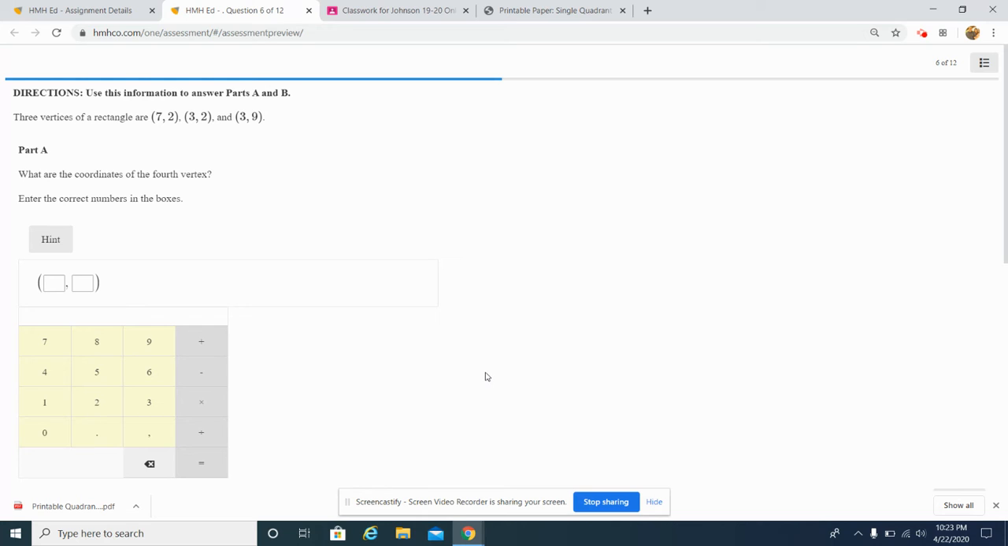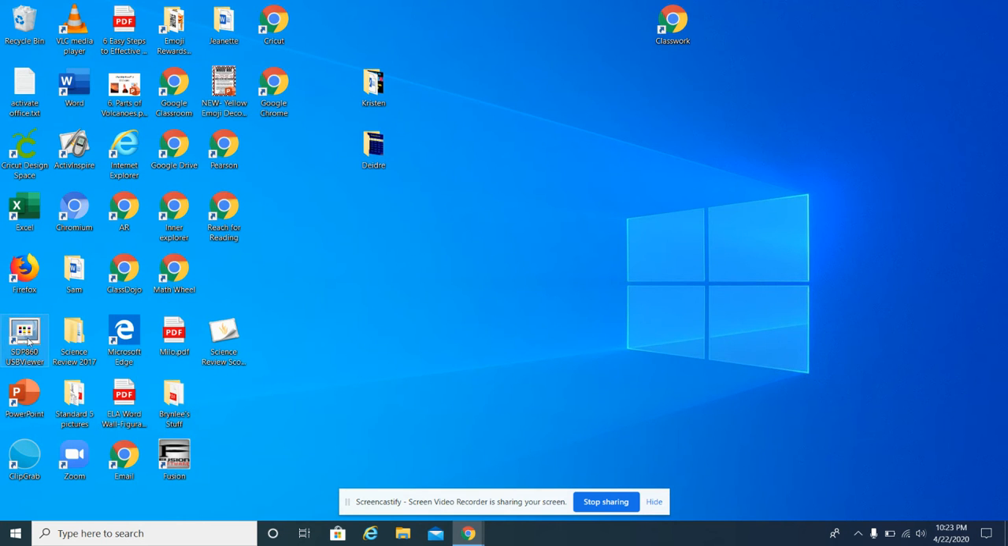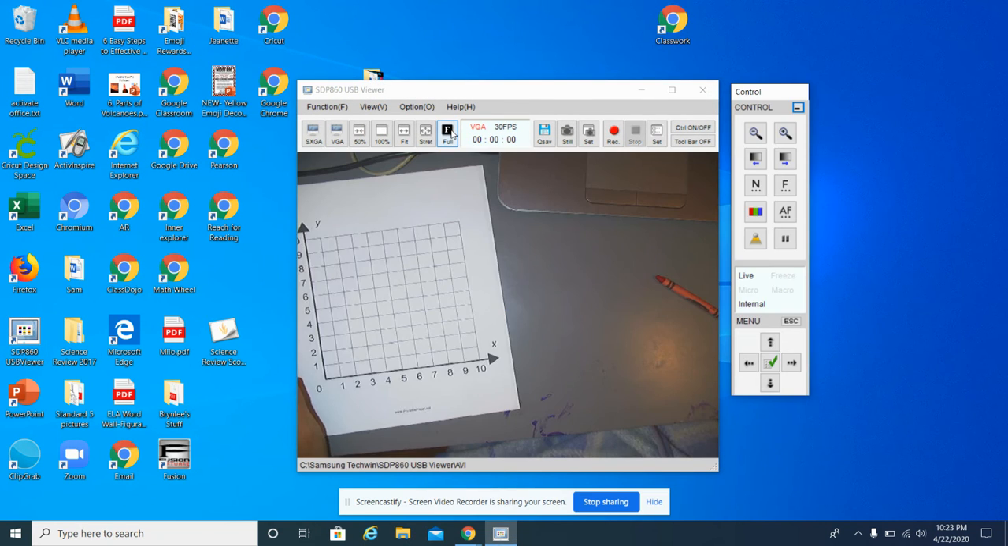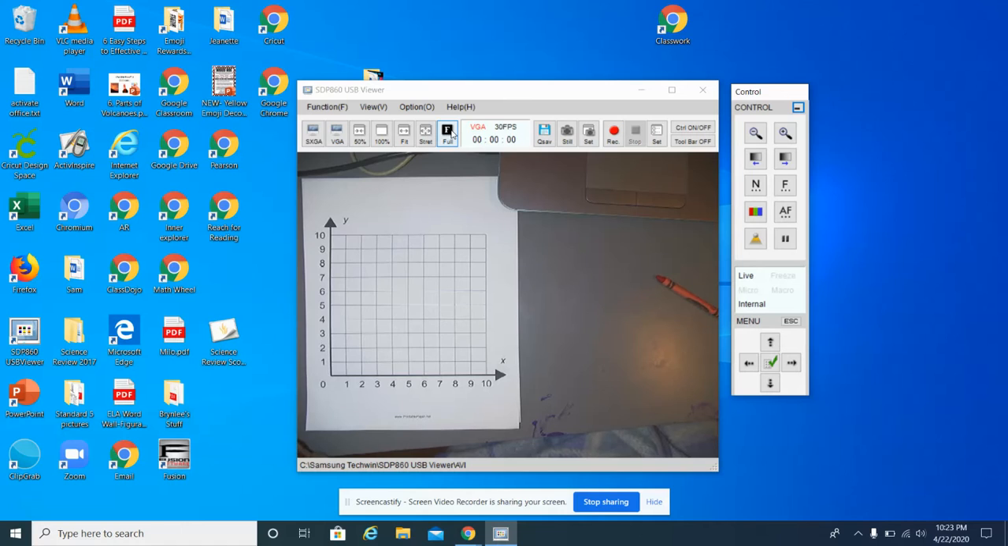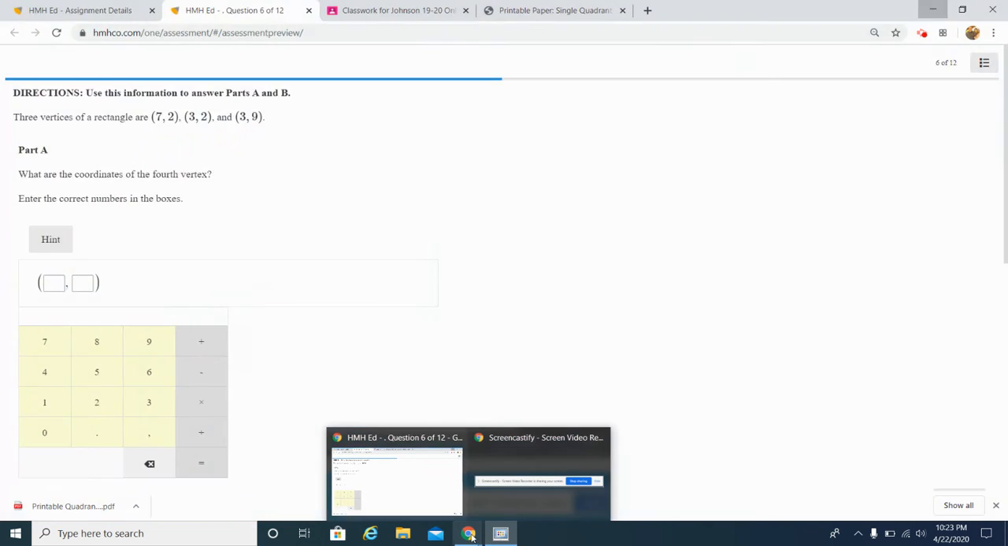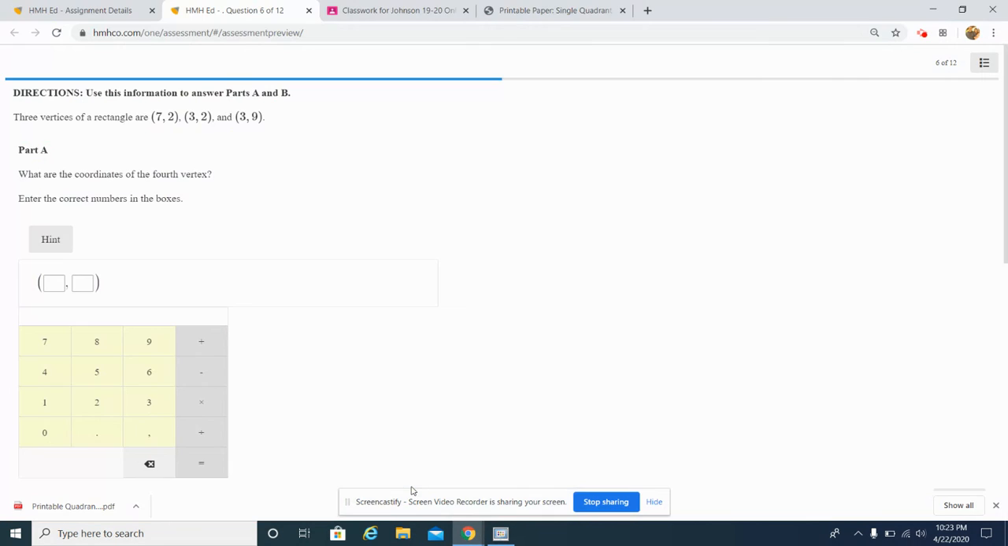Okay, so this is a little bit different because we're going to find a vertex of a rectangle. Well, we know a vertex is where 2 lines come together. Okay, so in the Google Classroom, I attached to the assignments today some graph paper that looks like this. I'm going to flip back and forth and plot those coordinates. If you want to print this paper out, you can do that.